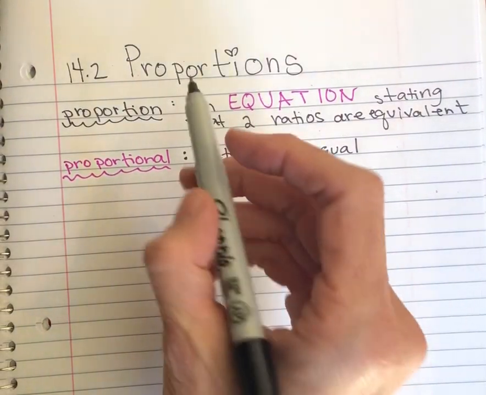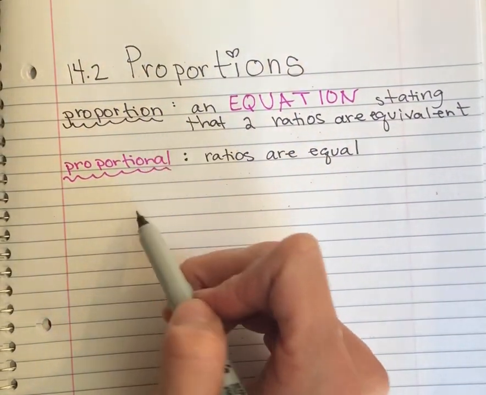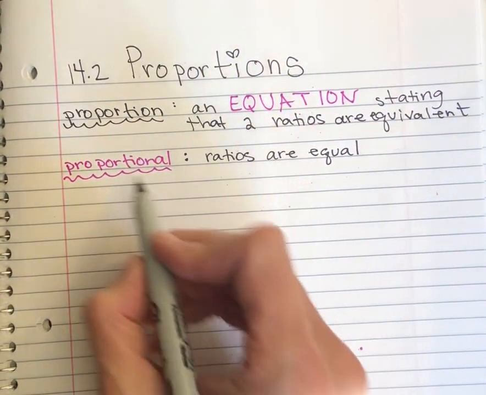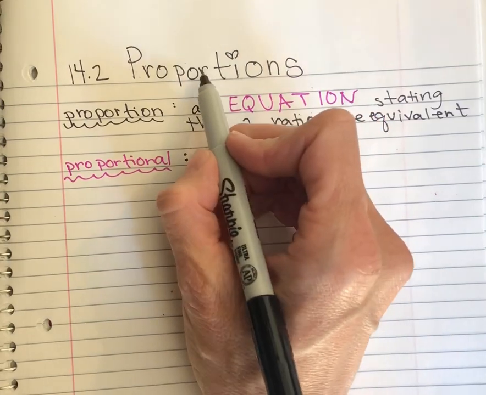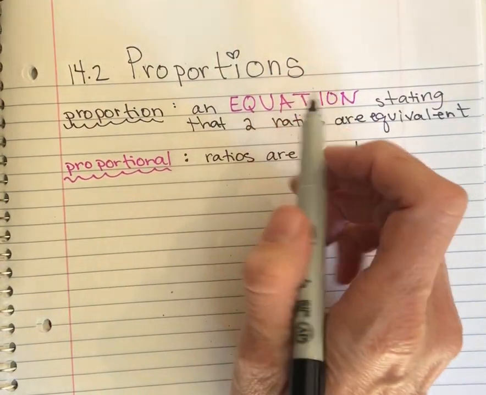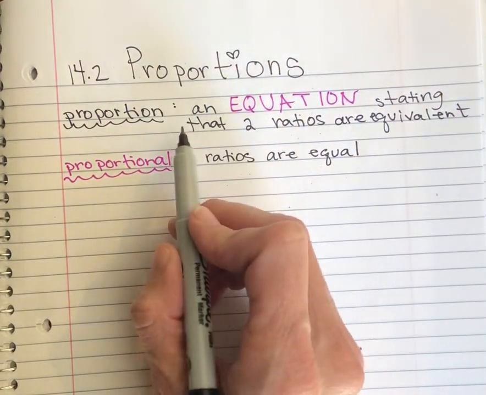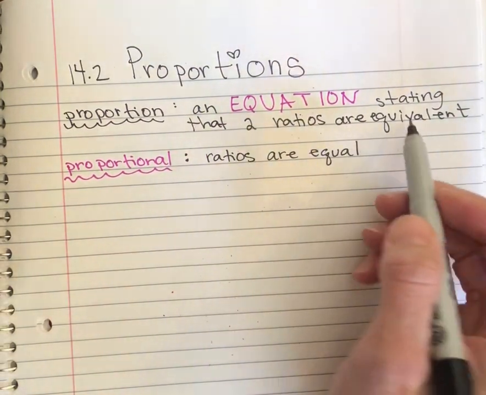Okay, welcome to 14.2 Proportions. Here are a couple vocabulary words that you are going to need before we start our lesson. First, you need to know what a proportion is. A proportion is an equation, that's the big idea, stating that two ratios are equal.